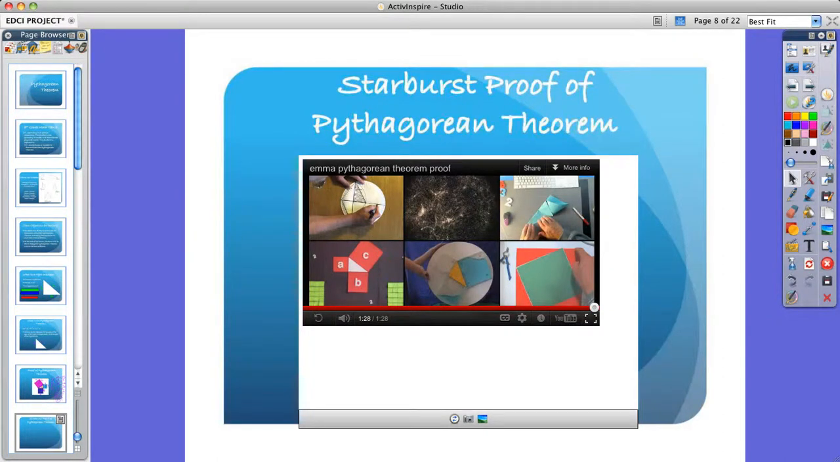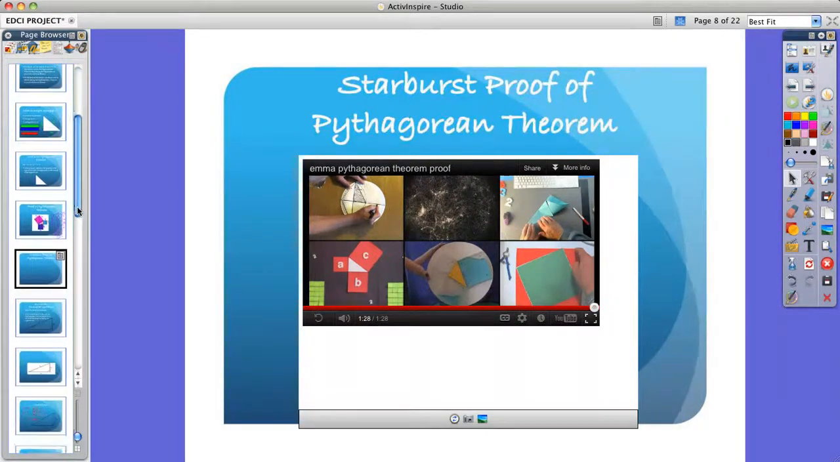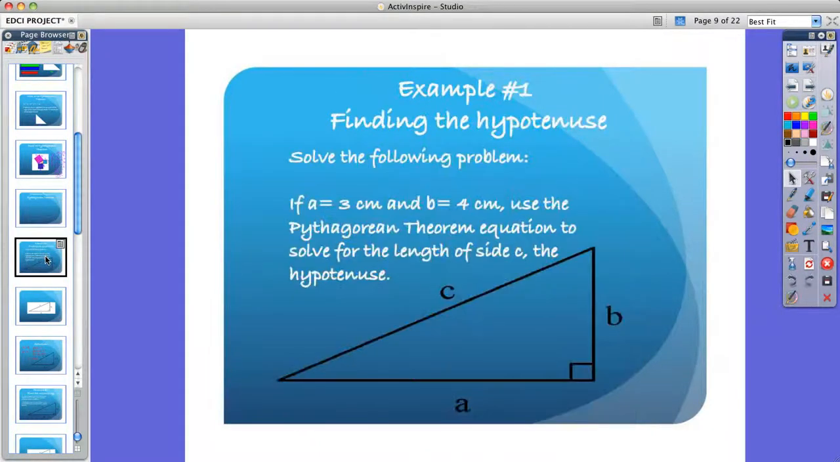So now that you've seen that video and you know that it really is true that a squared plus b squared equals c squared, we can move on and try our first example. The first example is for finding the hypotenuse. If a equals 3 and b equals 4, use the Pythagorean theorem equation to solve for the length of side c, the hypotenuse. So we know that a is equal to 3 and b is equal to 4, and we have the equation a squared plus b squared equals c squared.